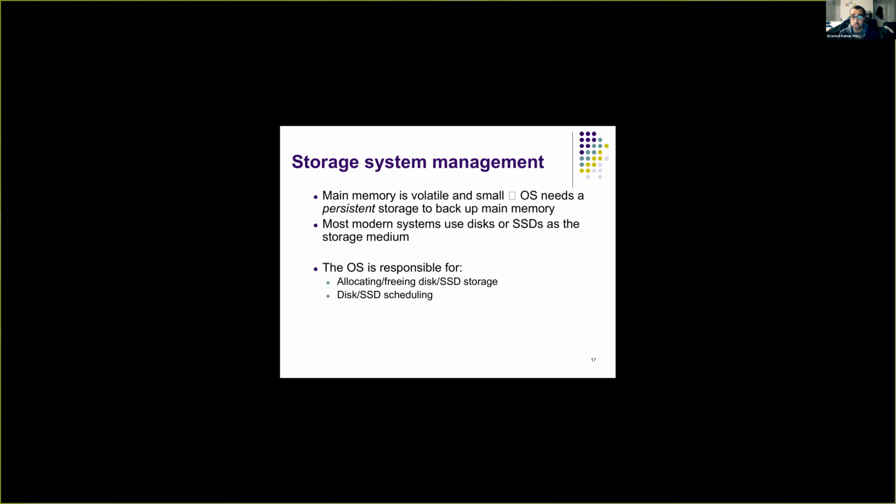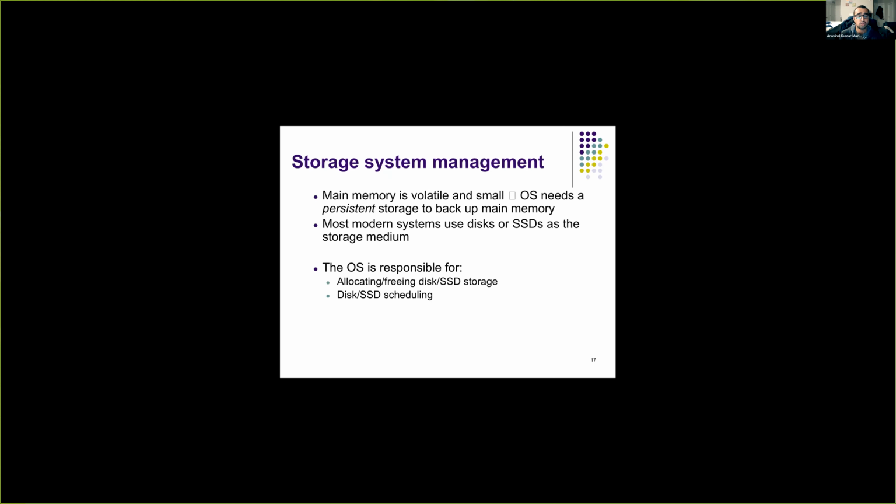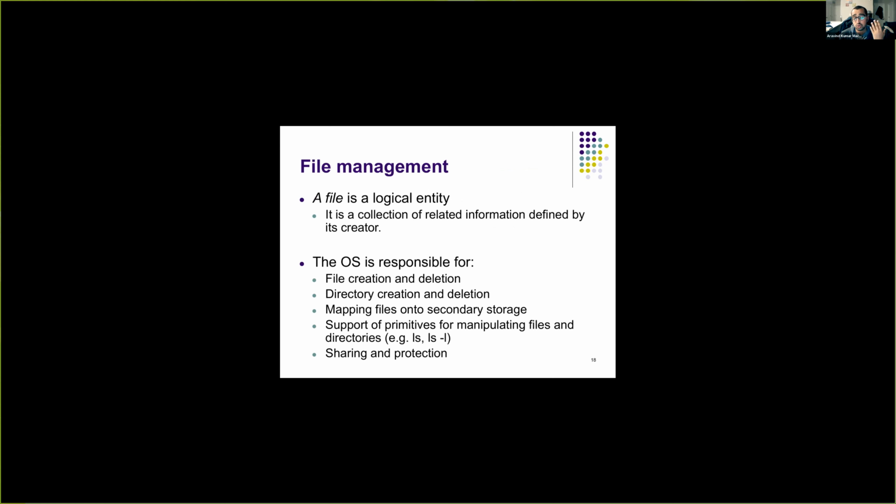And operating system is responsible for allocating and freeing disk space. It is also responsible for scheduling disk writes, because disk writes are hardware interactions. So operating system should be smart enough in scheduling these disk writes. And the way storage system is managed by the operating system is through files. So a file is an illusion given by the operating system to the user or to the applications. It's basically a unit of data that can be stored on a storage system.